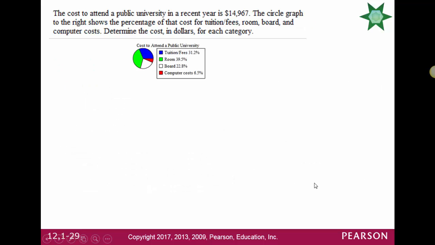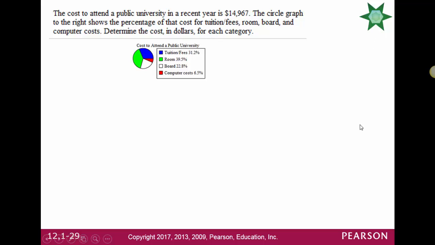The cost to attend a public university in a recent year was $14,967. The circle graph shows the percent of that cost for tuition and fees, the blue one, for room, board, room is green, board is white, and computer costs are red. Determine the cost in dollars for each category.